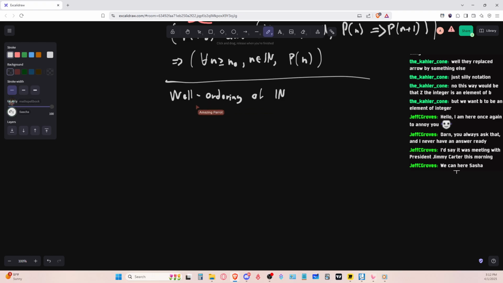So what it says is, if S is a subset of the natural numbers, and S is not empty, then S admits a minimum.